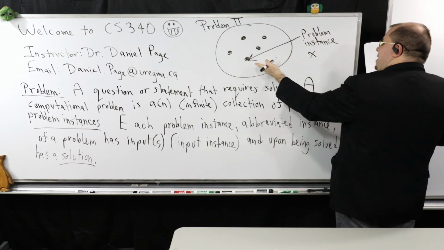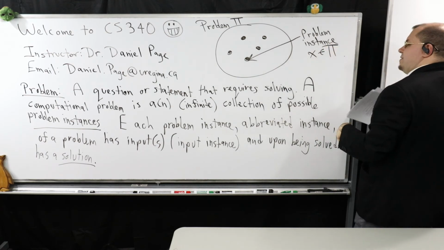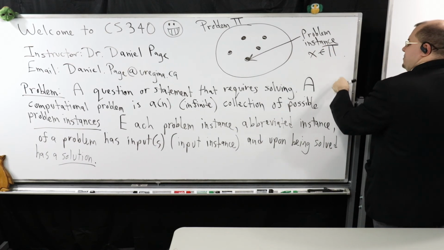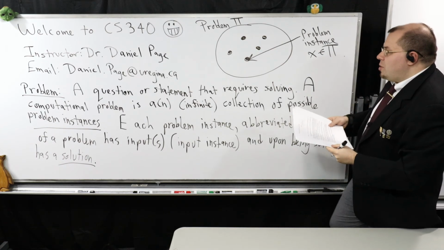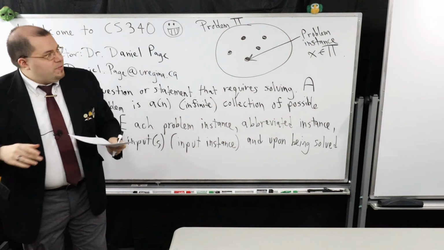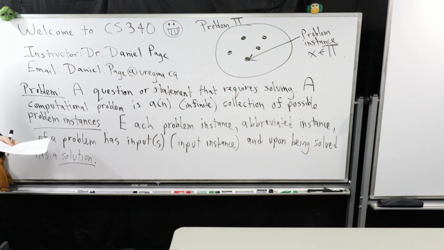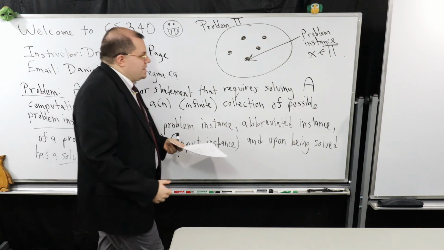So if I give it a name, I call it X. I'll say X is an instance of the problem. So this just means X is in pi. If you think of this problem as a collection of instances, you could think of pi as what we would call, in some mathematical ways, a set. So it's just a set of instances.